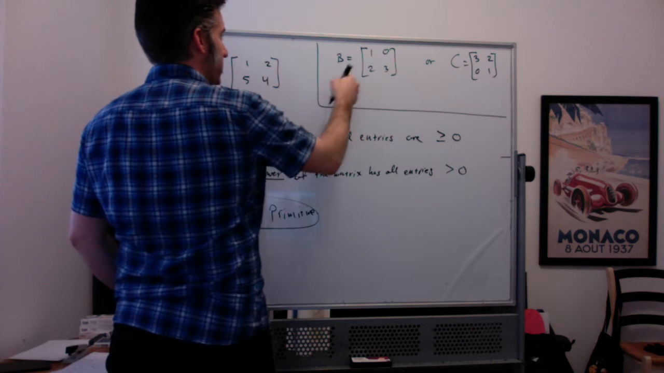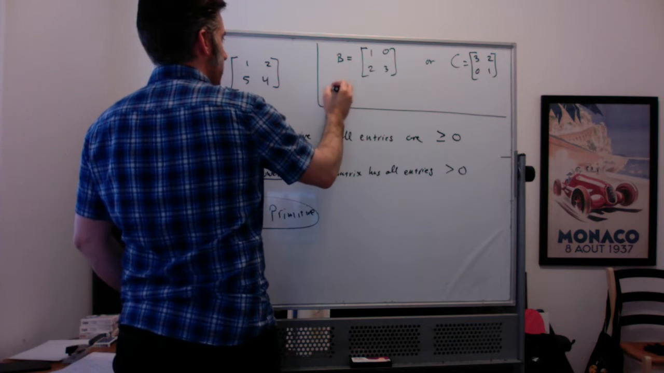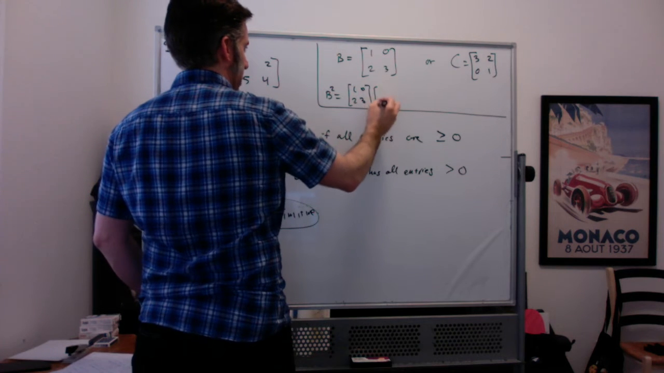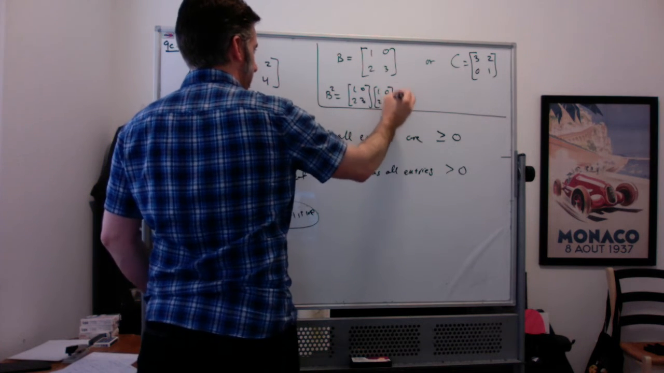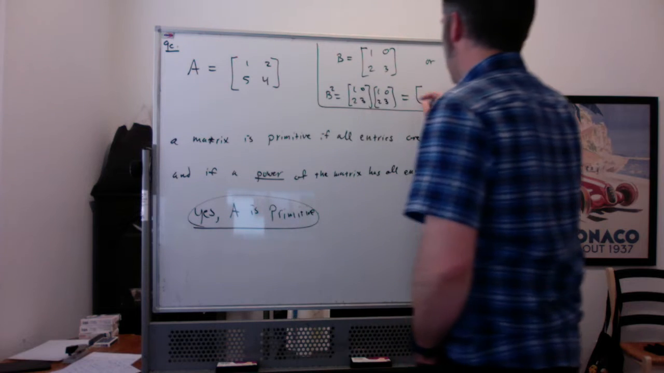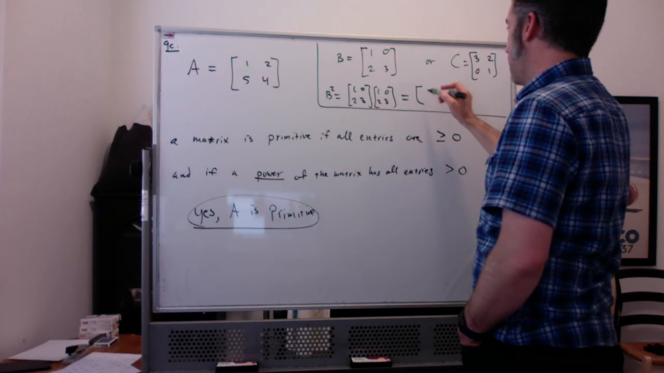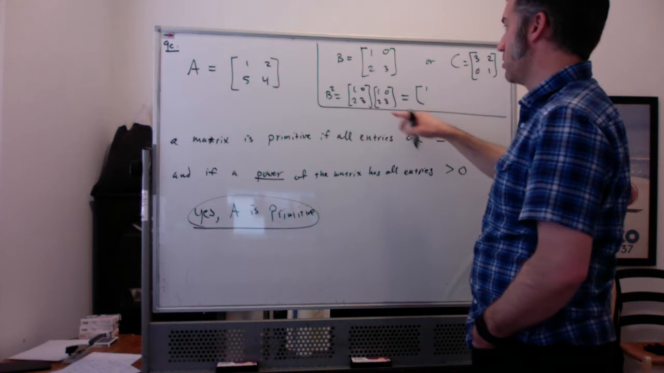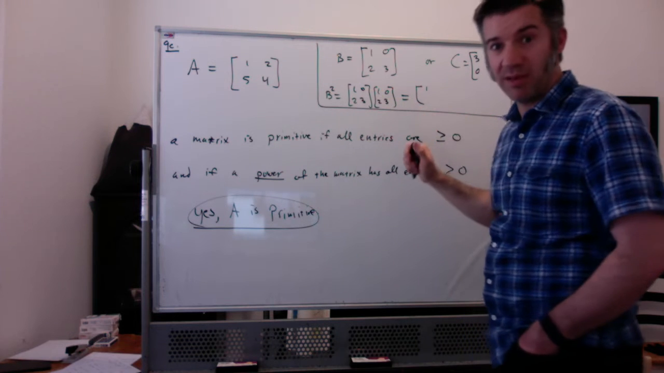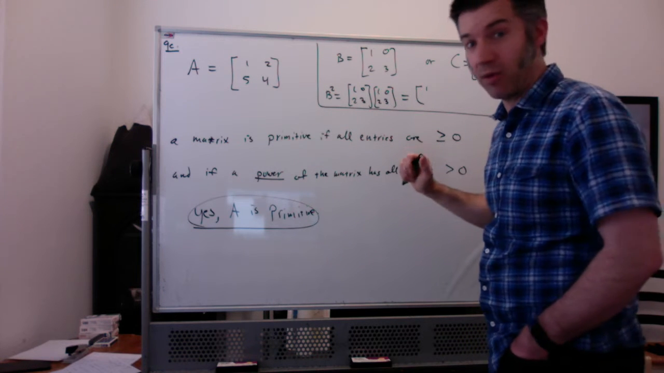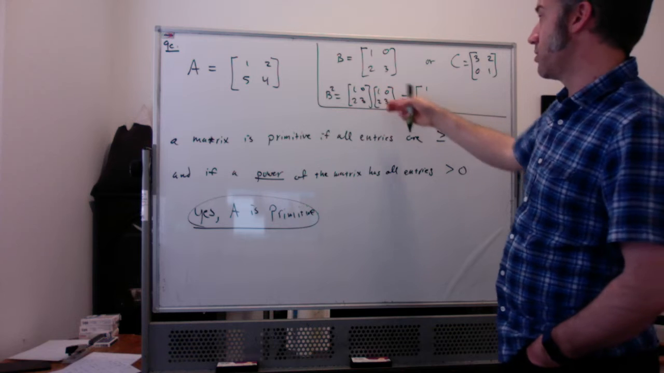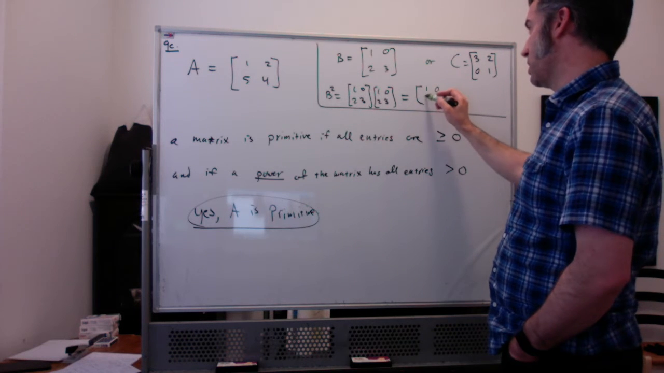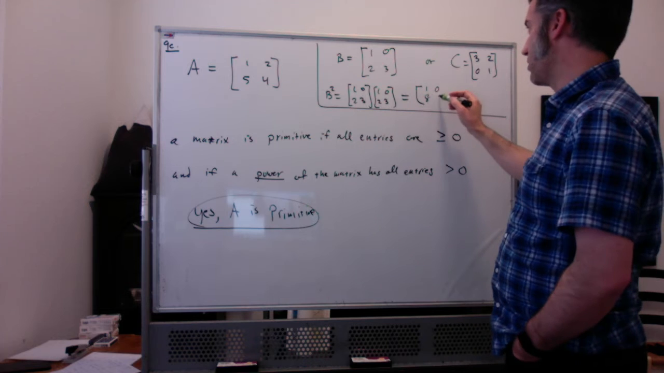And the second condition: if you square either of these matrices, B squared is 1, 0, 2, 3 times 1, 0, 2, 3. And when you multiply them together, 1, 0 with 1, 2 gives you 1. 1, 0 with 0, 3 gives you, let's see. Oh, maybe not. Maybe it's not primitive. I think I might have made a mistake. It's not primitive. It's all right. 1, 0 with 0, 3 is going to give you 0. 2, 3 with 1, 2 is going to give you 2 plus 6, which is 8. And 2, 3 with 0, 3 is going to give you 9.